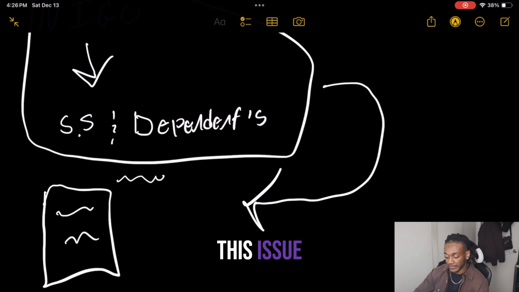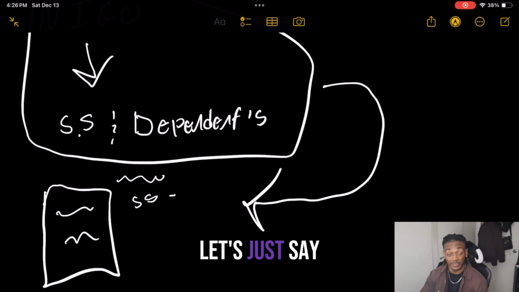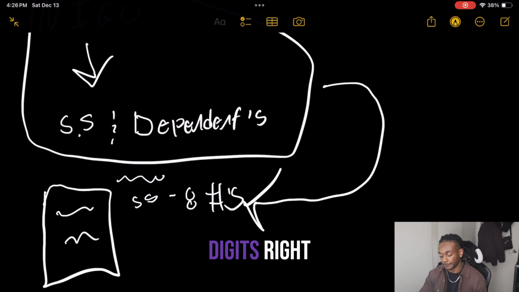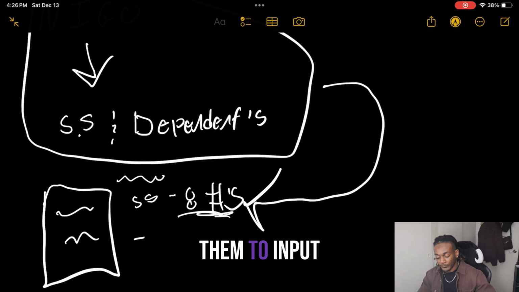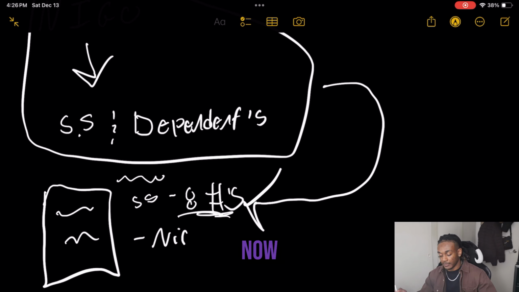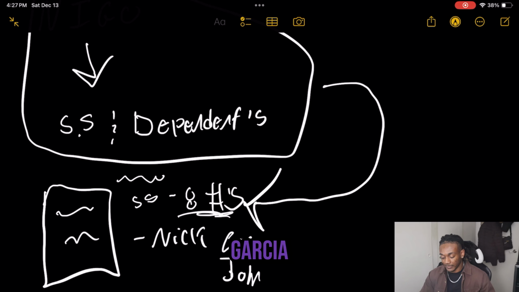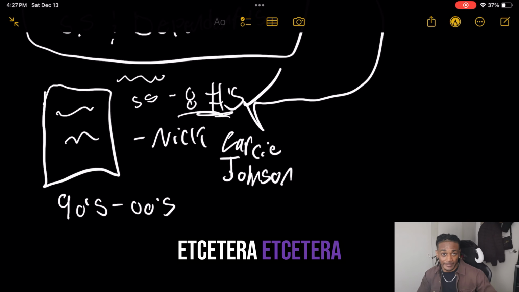Now, this issue, if it's not obvious already, came from your client not understanding that, let's just say, their social security needed 8 digits, right? They only entered 6 or 7 by mistake, because again, there's no validation. There's nothing forcing them to input the correct amount of numbers. They also didn't realize that they couldn't just input Nick as a dependent. Nick who? Is it Nick Garcia? Is it Nick Johnson? You can't just put a first name as a dependent and not state their last name, who they are to you, etc.